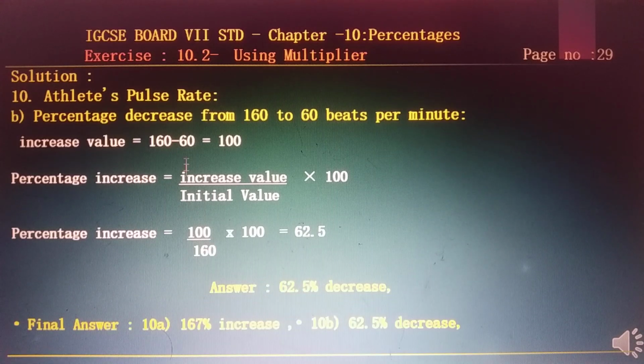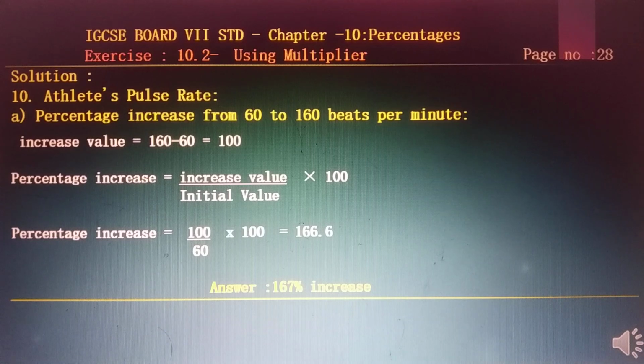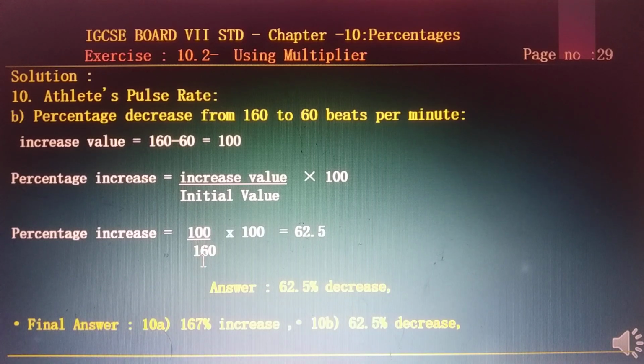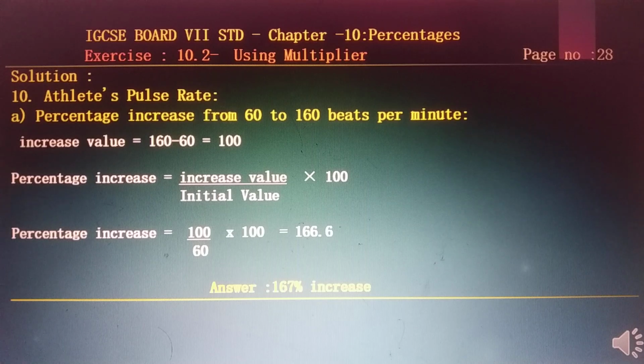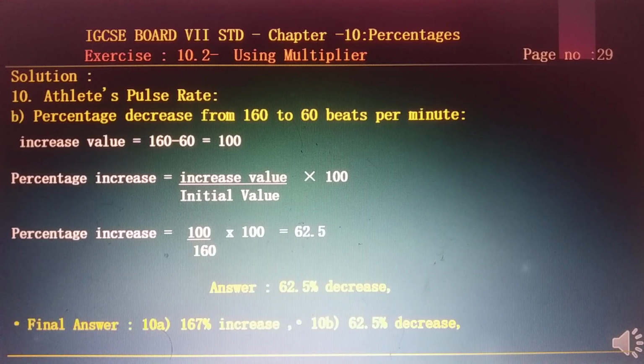The percentage decrease, it means initial value 160 minus 60, 100. Here, initial value 160, so we are getting 100 upon 160 into 100, 62.5. The final answer is 62.5% decrease. This is question number A, and for question number B, percentage decrease equals decrease value upon initial value into 100. The same formula we have to apply. We are getting 62.5% decrease.